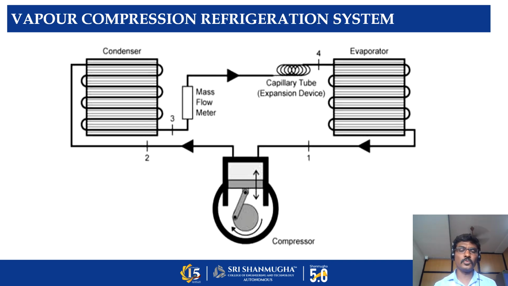Next we move on to the working of refrigeration system. There are two types of refrigeration system: vapor compression refrigeration system and vapor absorption refrigeration system. The main components of the refrigeration systems are compressor, condenser, expansion valve, which is also called a capillary tube, and evaporator. So these are the four main components of the vapor compression refrigeration system. We'll see one by one.